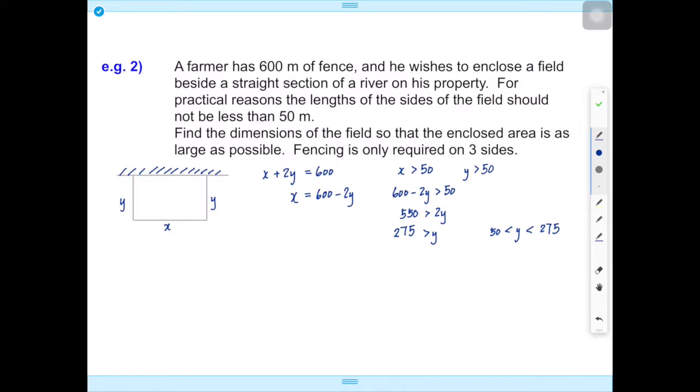So next, we're going to set up the function where we're going to maximize the area. So the area formula is very simple. It's x times y, length times width for a rectangle. Let's write A in terms of y, since we have x equals 600 minus 2y. And area is equal to 600y minus 2y squared.